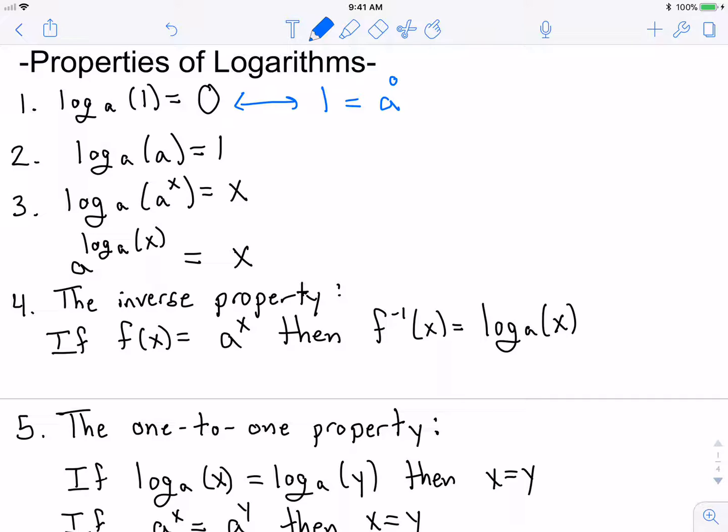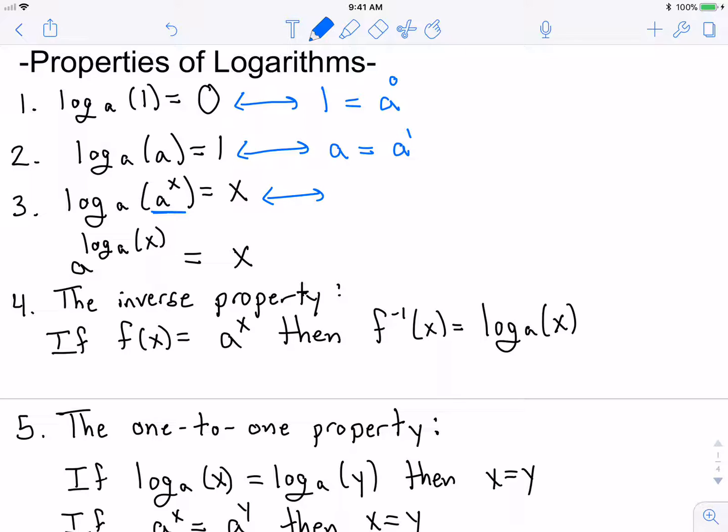Next, log base a of a is always equal to 1. Again, if we undo the logarithm, what this says is that a is equal to a to the power 1. Property 3 says a very similar thing. It says that if we have log base a, and inside the parentheses we put some exponential a to the x, where the base of the logarithm and the base of the exponential are the same, then everything sort of cancels out and we're just left with x.